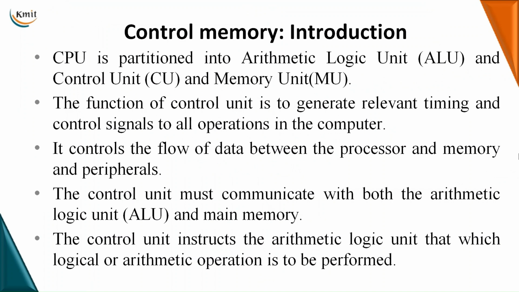So the function of a control unit is to generate the relevant timing and control signals. So it overall controls the flow of data between the CPU, memory, and the peripherals of the computer. So this control unit has to communicate with the arithmetic logic unit and the memory unit of the computer as well as the input output peripherals for the smooth execution of the instructions and program, right? So the control unit coordinates all the other remaining parts of the computer and it instructs the arithmetic logic unit what type of operation has to be performed.